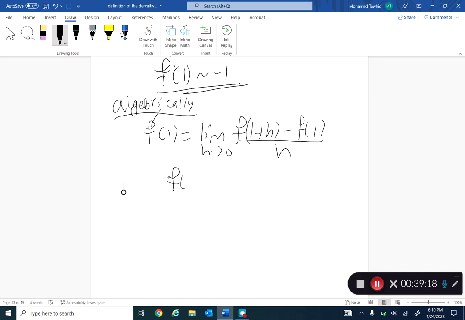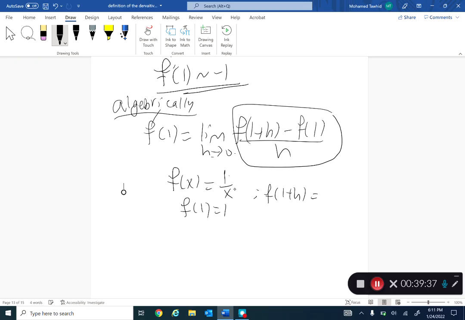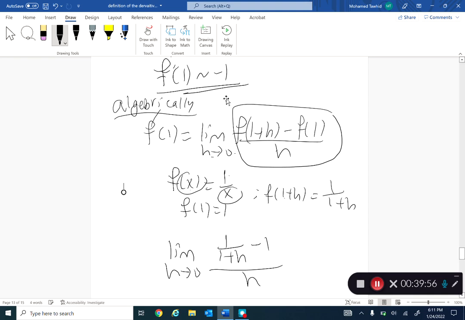Algebraically means you take this fraction and simplify as much as you can, and at the end you replace h by 0. F of x equals 1 over x. What is f of 1? F of 1 equals 1. So what is f of 1 plus h? You just replace x by 1 plus h. So this formula will be the limit as h goes to 0 of 1 over 1 plus h, minus 1, the whole thing divided by h.